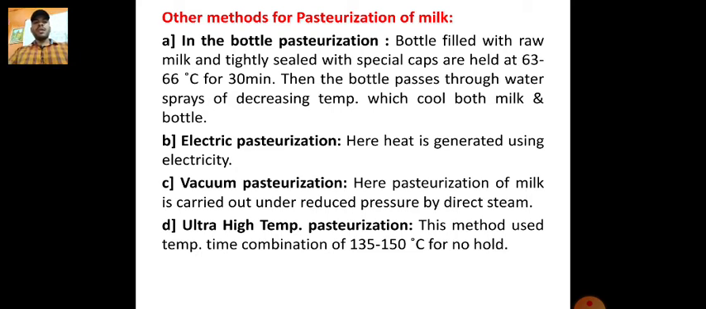Okay, then second one, electric pasteurization. Here heat is generated using electricity. The temperature condition is nearly equal to that of bottle pasteurization above. Then vacuum pasteurization: here pasteurization of milk is carried out under reduced pressure by direct steam. Then next one, ultra high temperature pasteurization. This method uses a temperature-time combination of 135 to 150 degrees Celsius for no hold; that temperature is maintained directly for a second, and that is the process for ultra high temperature pasteurization.